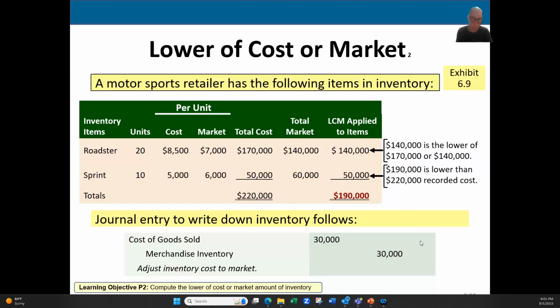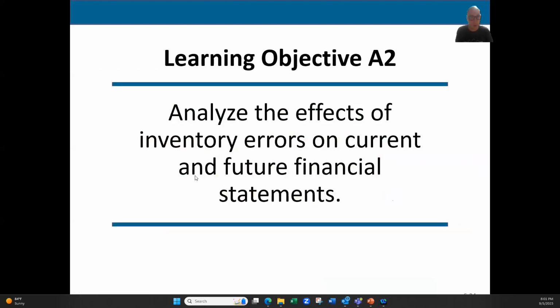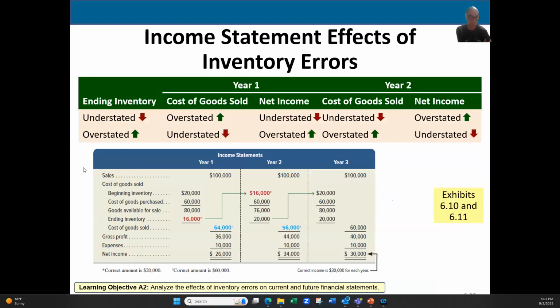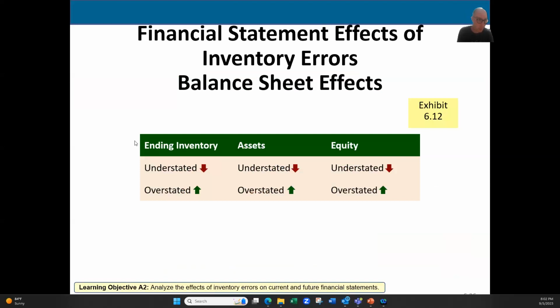So that's the whole reason why we go through that lower of cost or market thing. We can use the information from the stuff we work through to understand whether our financial statements are understated or overstated when it comes to our inventory. We can make adjustments accordingly. That's what this kind of summarizes.